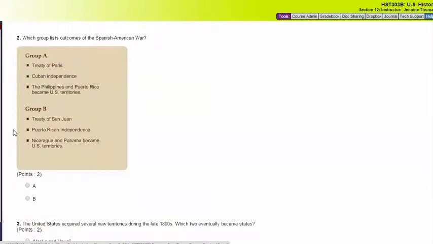Number 2, which group lists outcomes of the Spanish-American War? Would it be Group A, the Treaty of Paris, Cuban independence, the Philippines and Puerto Rico become U.S. territories? Or would it be Group B, the Treaty of San Juan, Puerto Rican independence, and Nicaragua and Panama become U.S. territories? Group A or Group B?